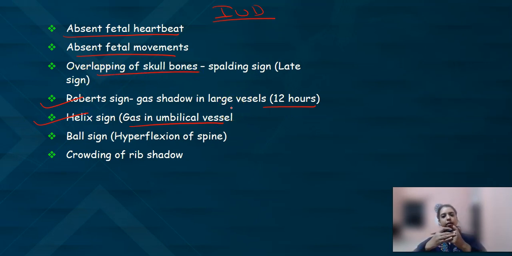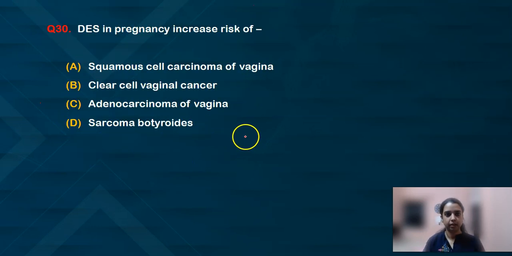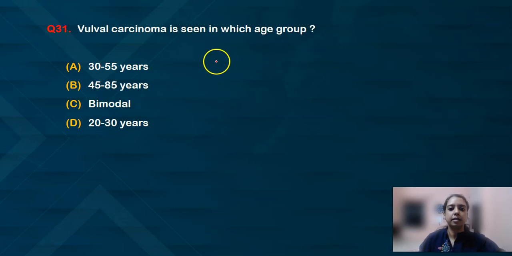So skull bones tend to overlap like this. So it is Spalding sign. Okay, it's a late sign. Then the ball sign means hyperflexion of the baby, the spine of the baby, leading to the ball sign. Crowding of rib shadows is also there. Okay, remember these signs. DES in pregnancy increases the risk of which?